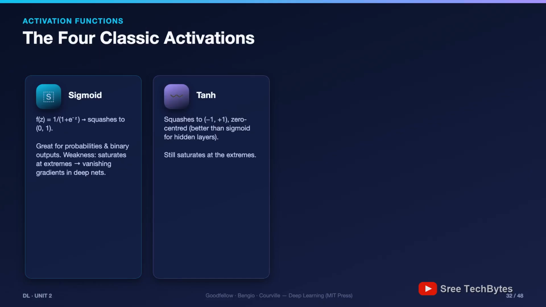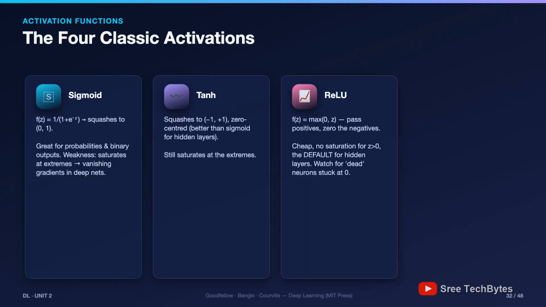Tanh, sigmoid's cousin, squashing to -1 to +1. 0 centered, nicer for hidden layers, but it saturates too. ReLU, the modern workhorse: maximum of 0 and z, passing positives, zeroing out negatives. Brutally cheap, no saturation on the positive side. The default for hidden layers. Watch for dead neurons stuck at 0 though.